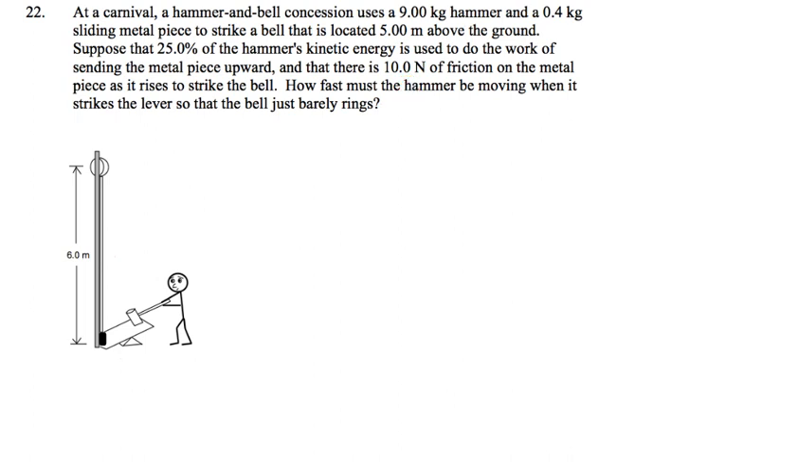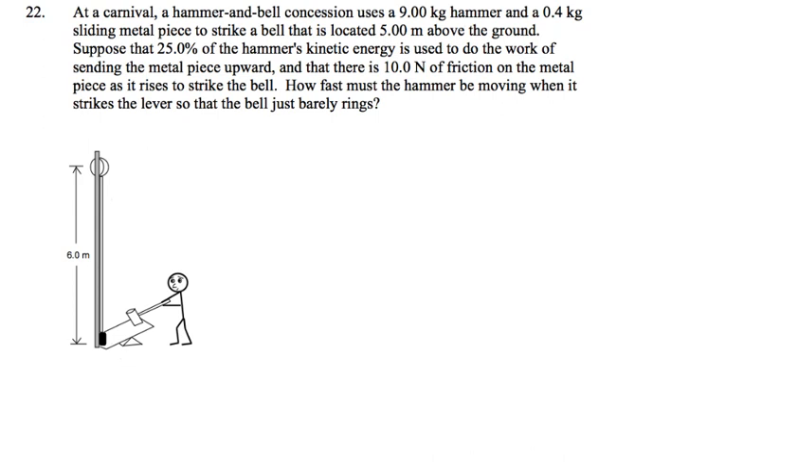And then the question is, how fast must the hammer be moving when it strikes the lever so that the bell just barely rings? So for it to just barely ring, we want it so that it reaches its maximum height right at the point that it hits the bell. Because if it hits it with a speed, then that means I could have actually moved the hammer at an even slower speed. So we want the velocity so that it just barely hits the bell.